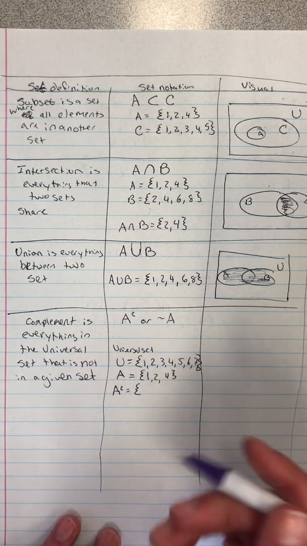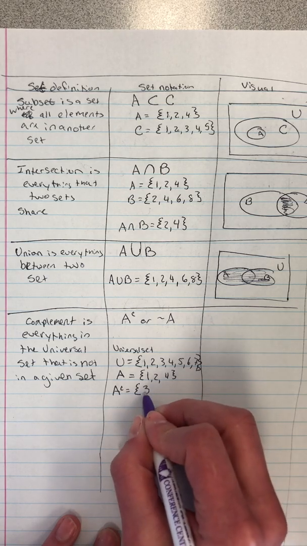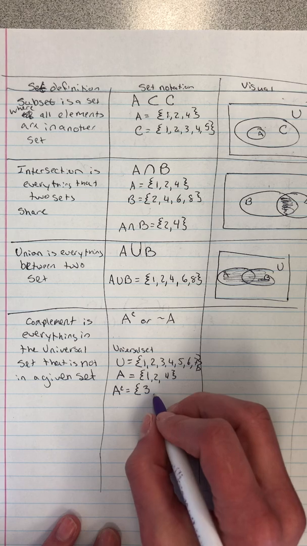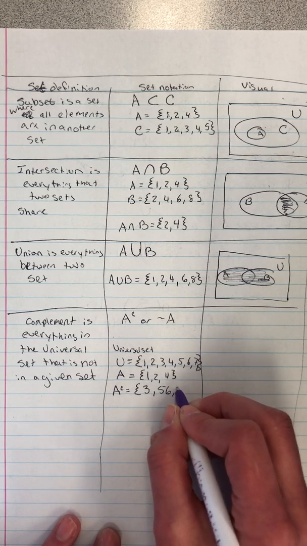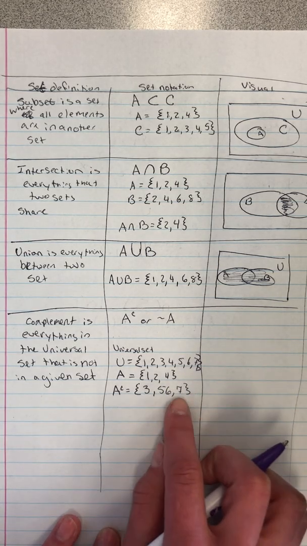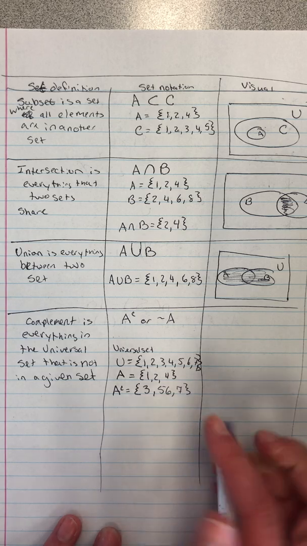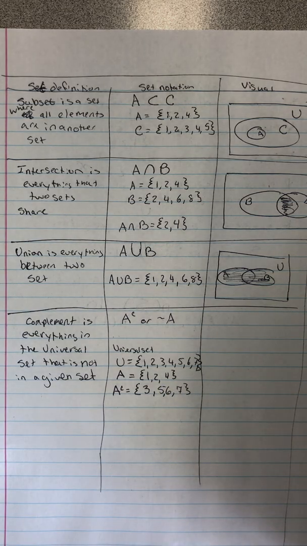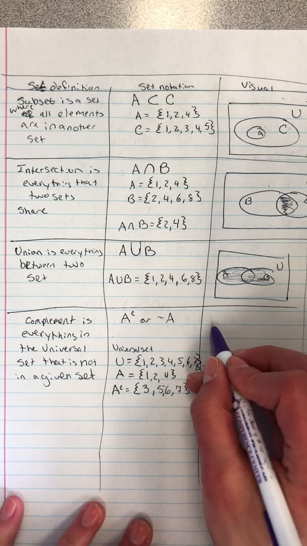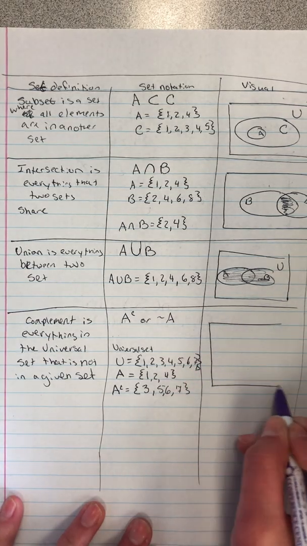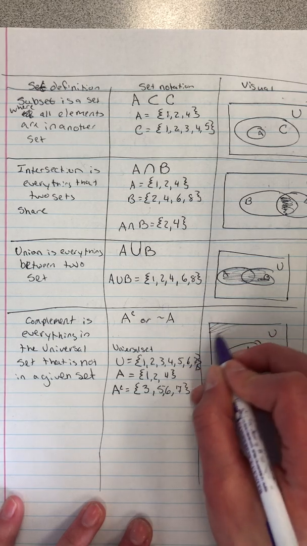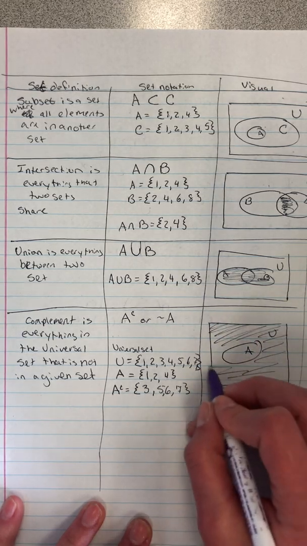I have a 2 in A, so I'm not going to put 2. I have a 3 in my universal set, and it is not in A. Well, 4 is in A, so I can't use that one. So my complement of A is 3, 5, 6, and 7. Why? Because it is not in A. So our visualization is going to look something like this. It's everything outside of A.